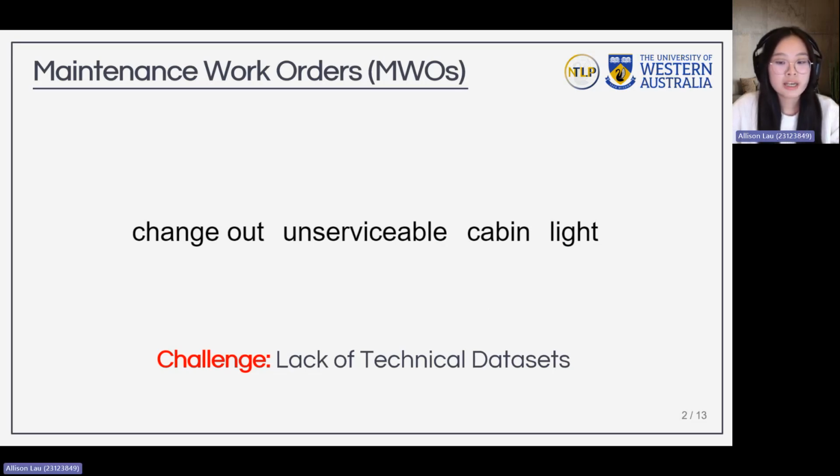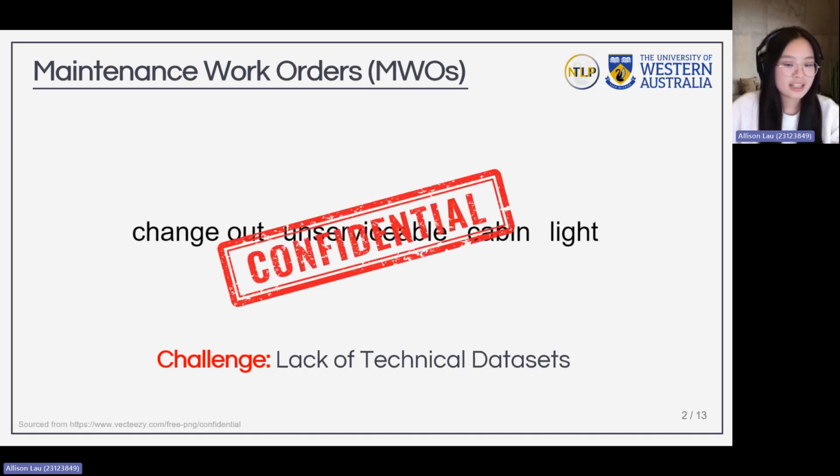This is because companies that own or operate industrial assets keep this kind of data private, as they contain sensitive information like equipment IDs, etc. So, confidentiality is a big issue, making it hard to release large-scale and shared datasets.